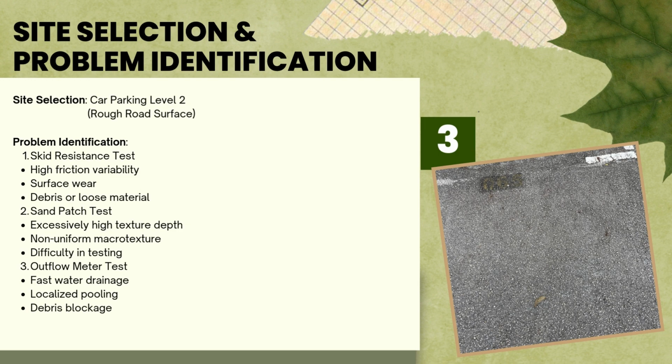The last site selection was at car parking level 2, labeled as a rough road surface. The problems we faced here for skid resistance tests are high friction variability, surface wear, and debris or loose material. For the sand patch test are excessively high texture depth, non-uniform microtexture, and difficulty in testing. Last one, for outflow meter tests are fast water drainage, localized pooling, and debris blockage.